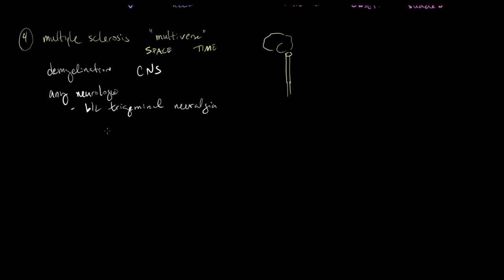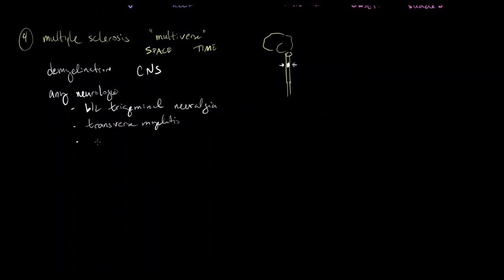Several things can cause unilateral trigeminal neuralgia, but not many things can cause bilateral trigeminal neuralgia. You can get a condition called transverse myelitis, which is a lesion of the spinal cord that will present a lot like cervical myelopathy. So some spinal cord compression and anything below that gets affected.